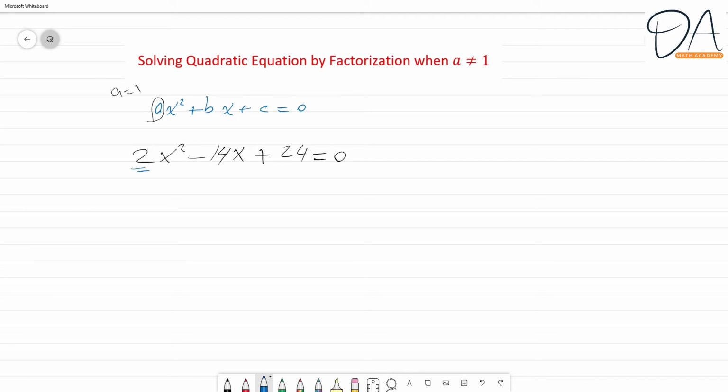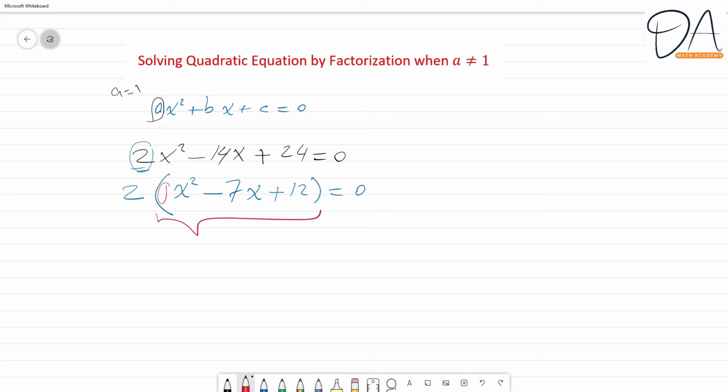In this case, the leading coefficient is 2. So we need to see whether this 2 can be taken as common among all the terms. So 14 is divisible by 2. 24 is divisible by 2. So then 2 can be taken as a common factor. So this quadratic can be written as 2, and then we have x squared minus 14 divided by 2 gives you 7x, 24 divided by 2 gives you 12, equals 0.